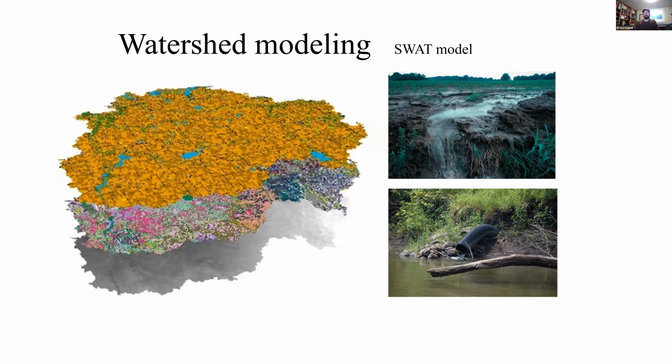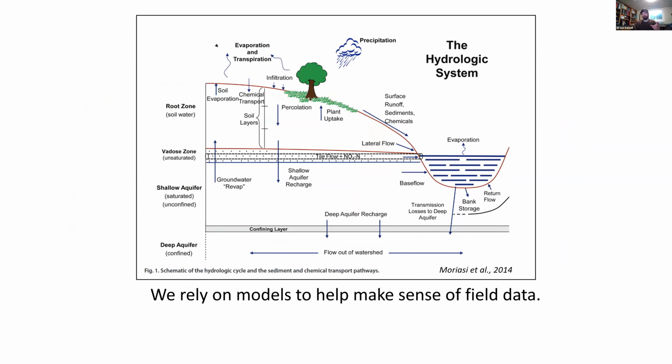Models are really useful for us. The SWAT model and many models keep track of major components of the hydrologic and nutrient cycles in soils and in watersheds. And this is useful for us because you can't measure everything everywhere all the time. We've not achieved the low cost instrumentation to achieve that yet. So we rely on models to help make sense of our field data and to fill in the gaps of the things we measure. But similarly, we rely on field observations to help constrain our models and make sure that they're behaving in a reasonable way.